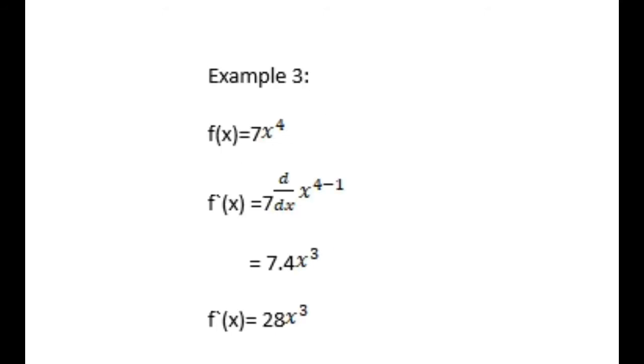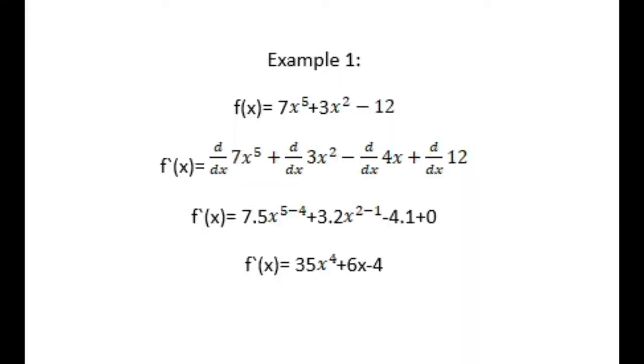Given number 3, f of x equals 7x raised to the power of 4. It's the same as given number 1 and given number 2. We need to find the derivative of 7x raised to the power of 4. So, f prime of x equals 7 d over dx x raised to the power of 4. The constant here is 7 and the function is x to the 4. Constant times function, so f prime of x equals 7 times 4x raised to the power of 4 minus 1. The final answer is f prime of x equals 28x cubed.